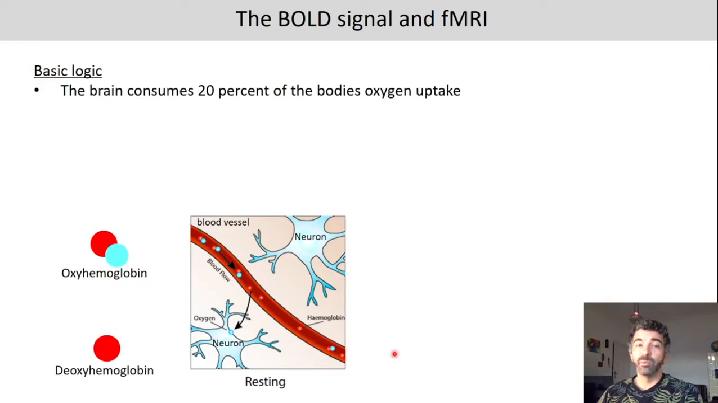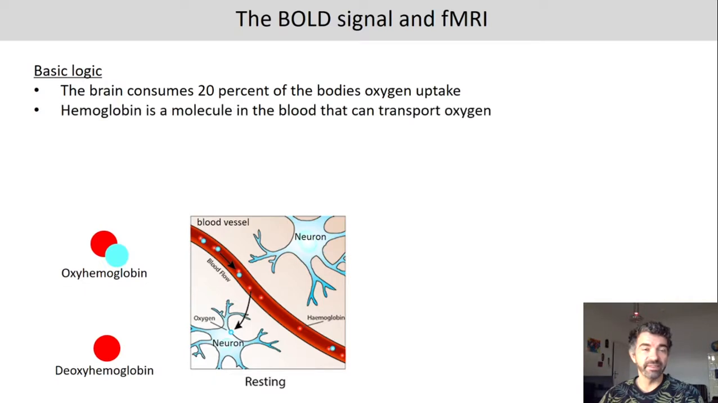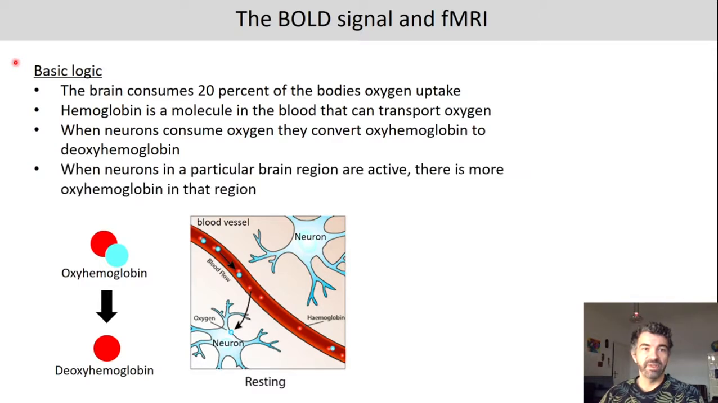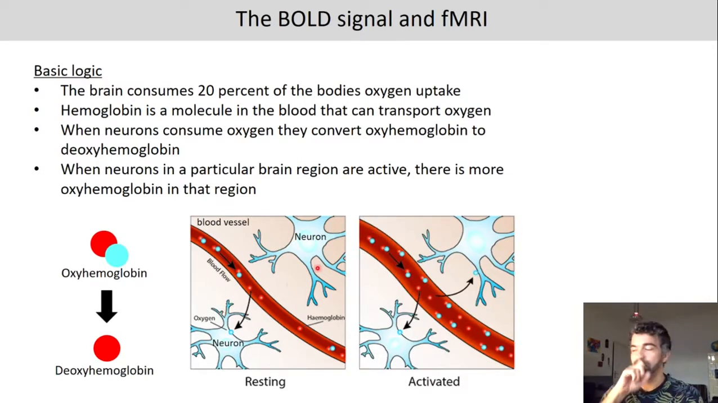The basic logic about the BOLD signal is that the more neural activity we have, the more oxygen is consumed. Now the brain consumes 20% of the body's oxygen uptake, which is a lot given its small size. And hemoglobin is a molecule in the blood that can transport oxygen. Now when neurons consume oxygen, they convert oxyhemoglobin to deoxyhemoglobin. This is what happens here. And when neurons in a particular brain region, like here, are active, there's more oxyhemoglobin in that region, because they need the oxygen to produce the neural activity.